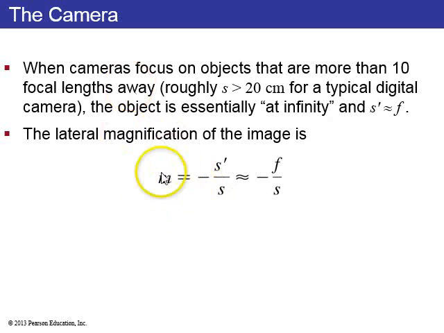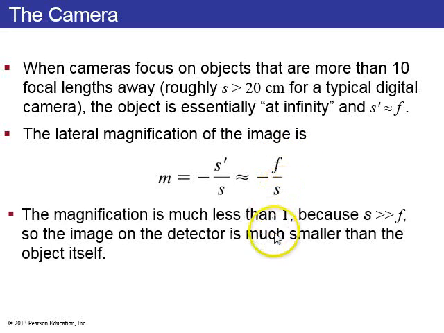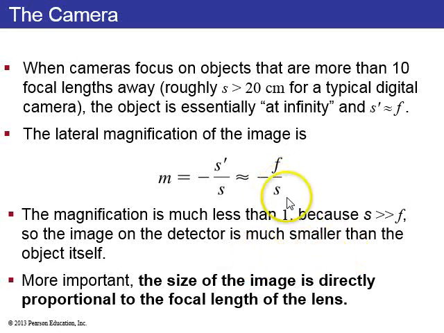And in that case, the lateral magnification, or the ratio of the image size to the object size, is negative, meaning it's upside down. s prime over s becomes negative f over s. And since the focal length is usually much less than the object distance, then this magnification is much less than 1. Okay, but more importantly, the size of the image on the detector is directly proportional to the focal length of the lens f. That's going to be important in a minute.